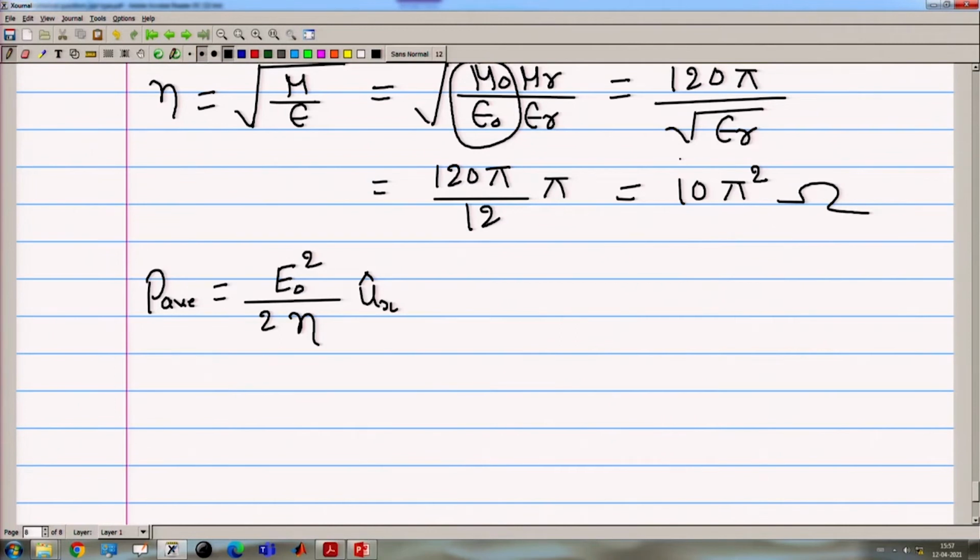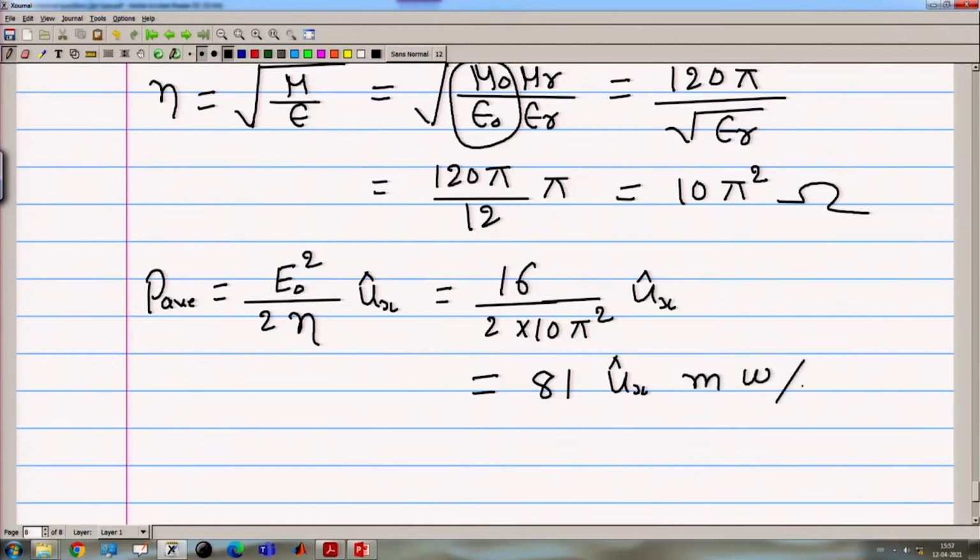So, directly we can substitute. E naught square will be 16 divided with 2 eta. So, eta is 10 pi square, 2 into 10 pi square into ux. So, after simplification it will be 81 ux milliwatt per meter square. So, this is the power average.